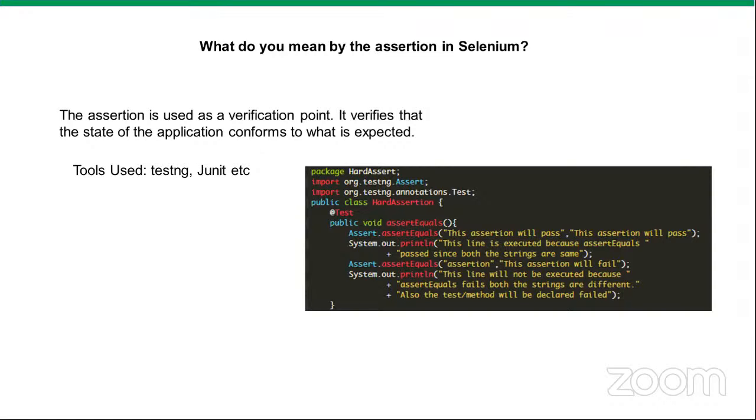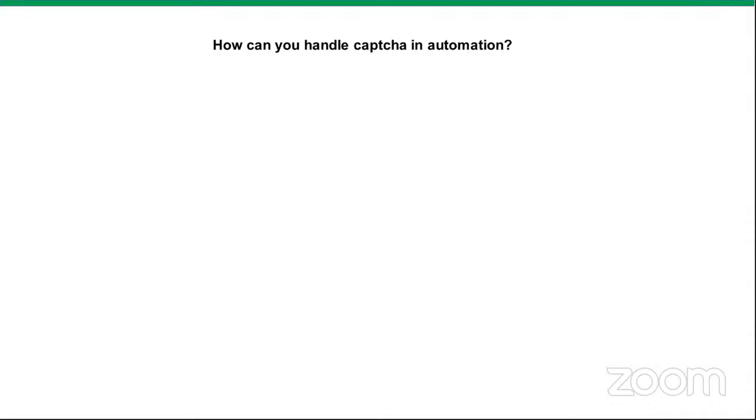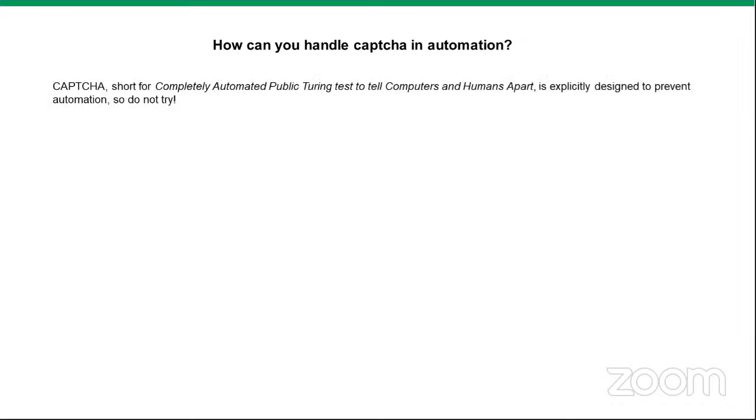Okay, so let's move on to the next question. So how do you handle CAPTCHA in automation? So what is CAPTCHA? CAPTCHA is basically the short form of completely automated public Turing test to tell computers and human apart. So this is explicitly designed to prevent automation. So it is better not to try it.